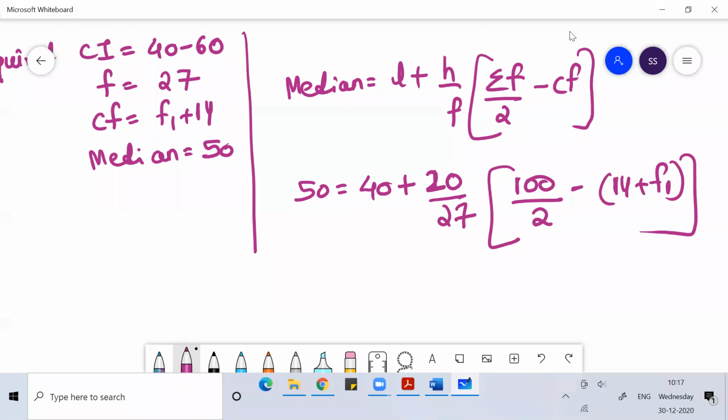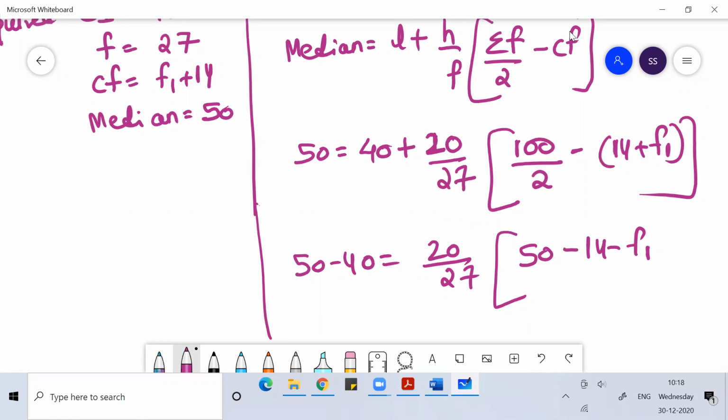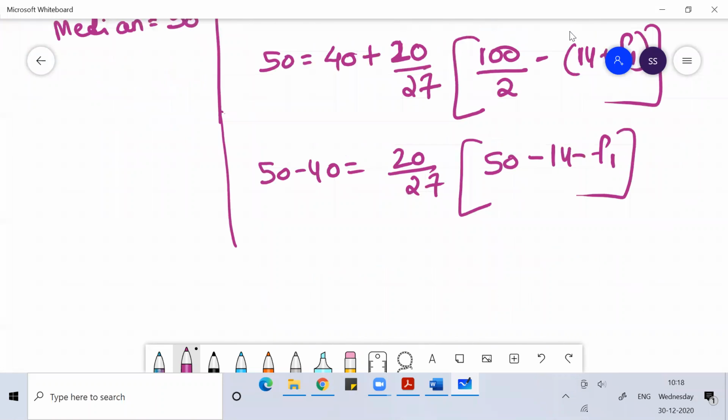Okay, so now you solve it. Apply cross multiplication, bring 40 to this side, 50 minus 40, that is 10, equals 20 by 27 into 50 minus 14 minus F1. So 10 is equal to 20 by 27 into 36 minus F1.